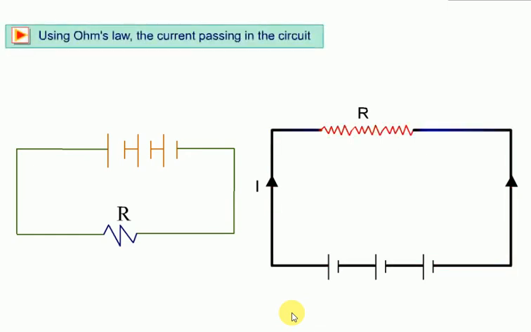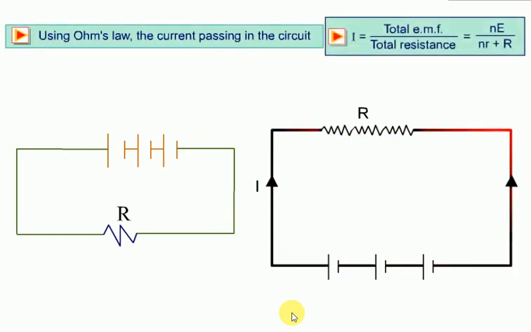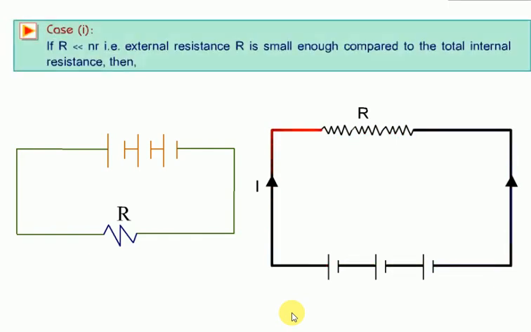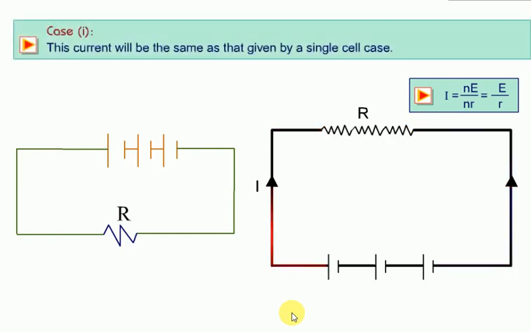Now, using Ohm's law, the current passing in the circuit is I equals total electromotive force divided by total resistance, which is written as I equals NE divided by Nr plus R. Case 1. Students, if external resistance R is small enough compared to the total internal resistance, then I is equal to NE divided by Nr, which is equal to E by r. This current will be the same as that given by a single cell.